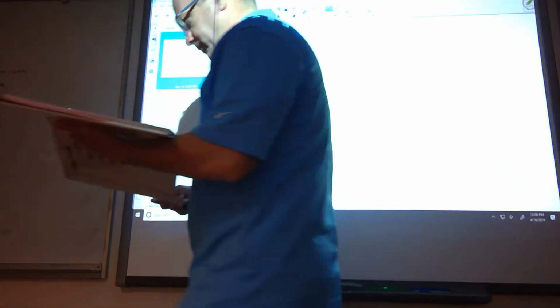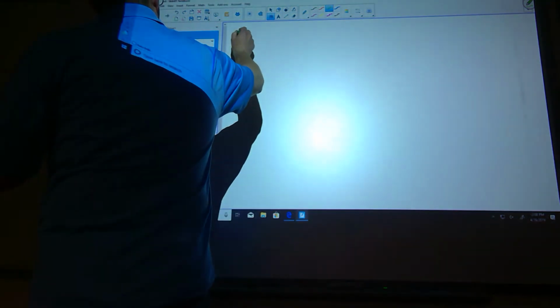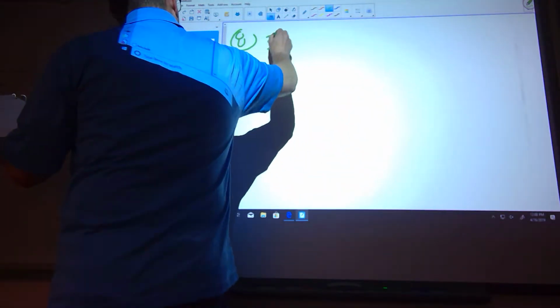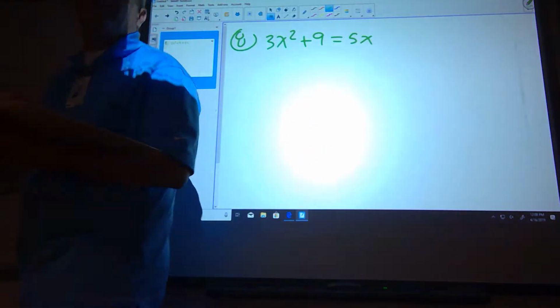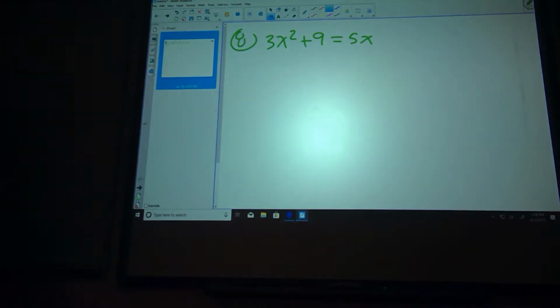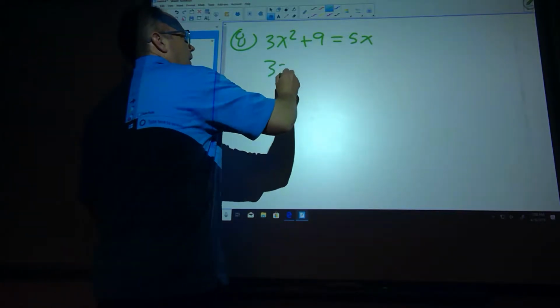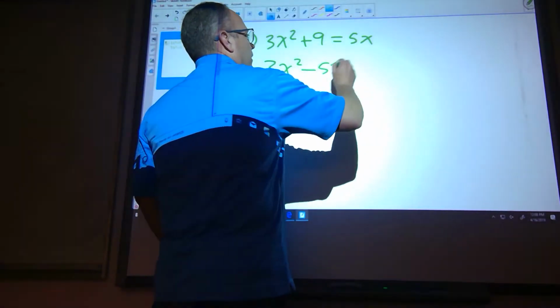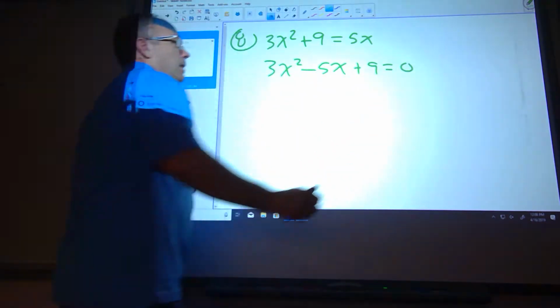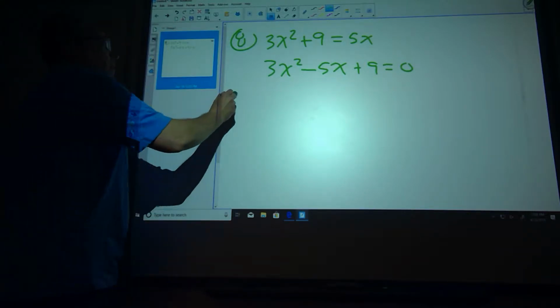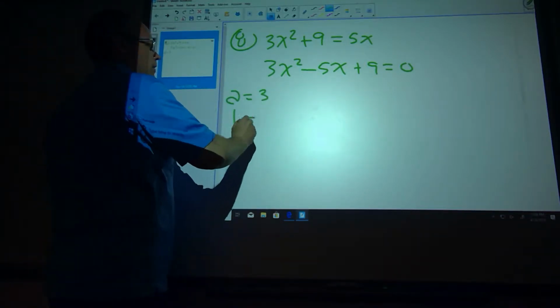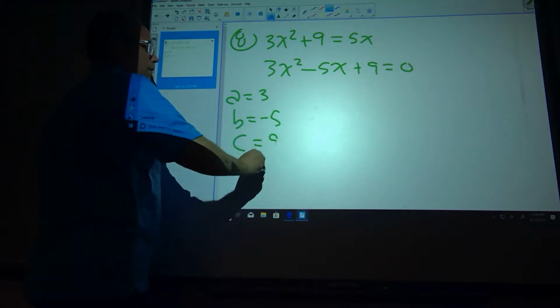Number 8. 121, right? Is that the right one, Sophia? Okay. All right, first thing, we have to make it equal to 0, so we have to move the 5x over by subtracting it. Is everybody okay with that move so far? And then we can identify A is 3, B is -5, C is 9.